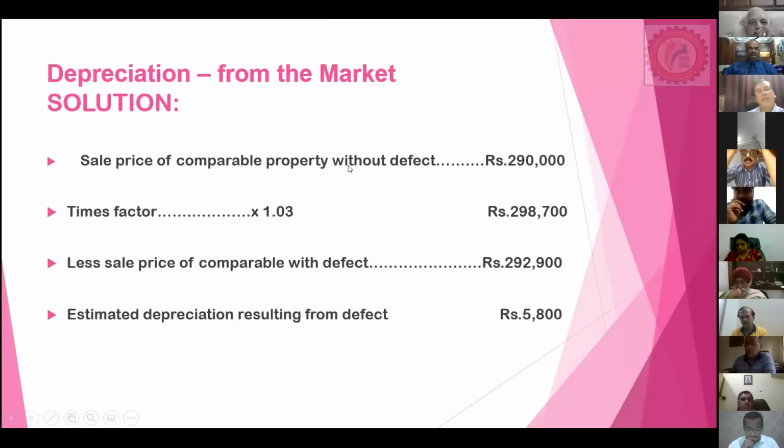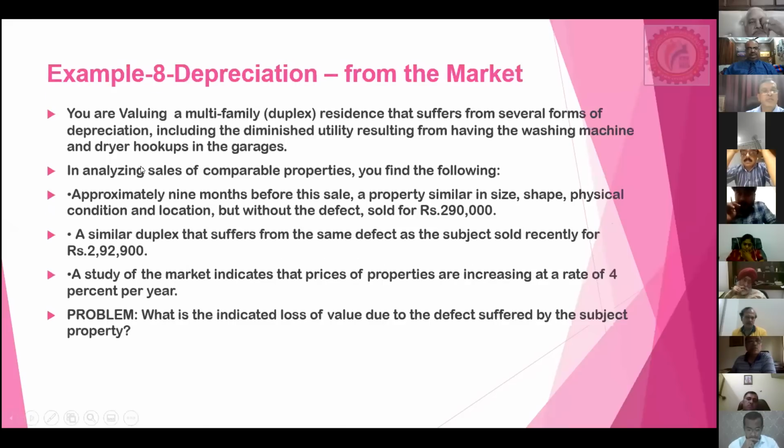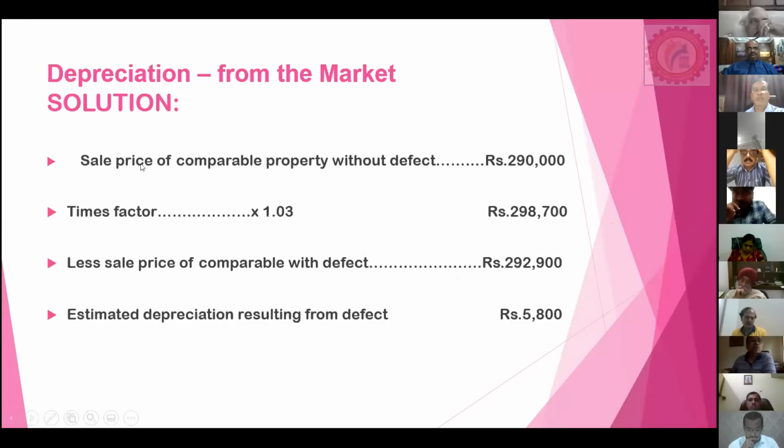Sale price of the comparable property. There may be some problem in this one. So you just look into these figures. Sale price of the comparable property without a defect. Okay, so you assume that. So this will be the data available right now. Okay, sale price of the comparable property without defect is 2,90,000.